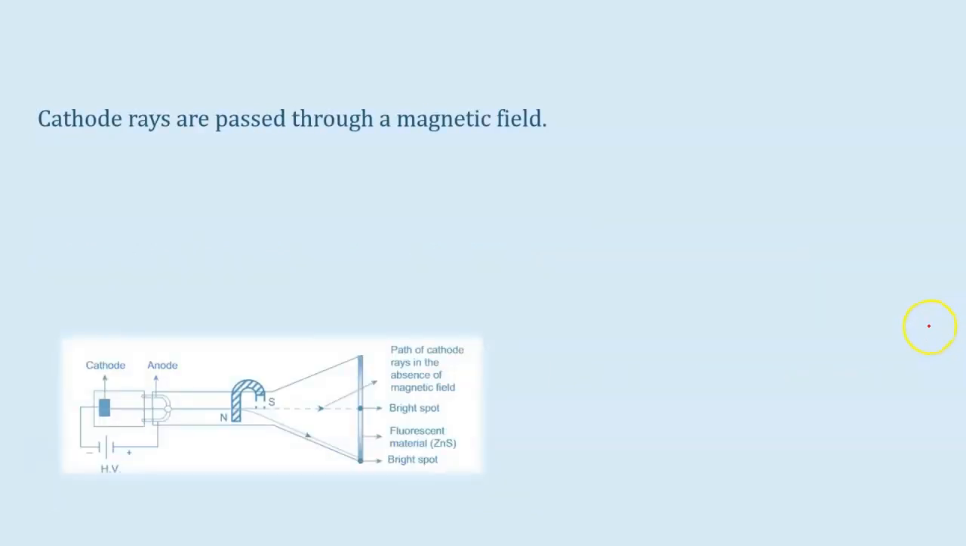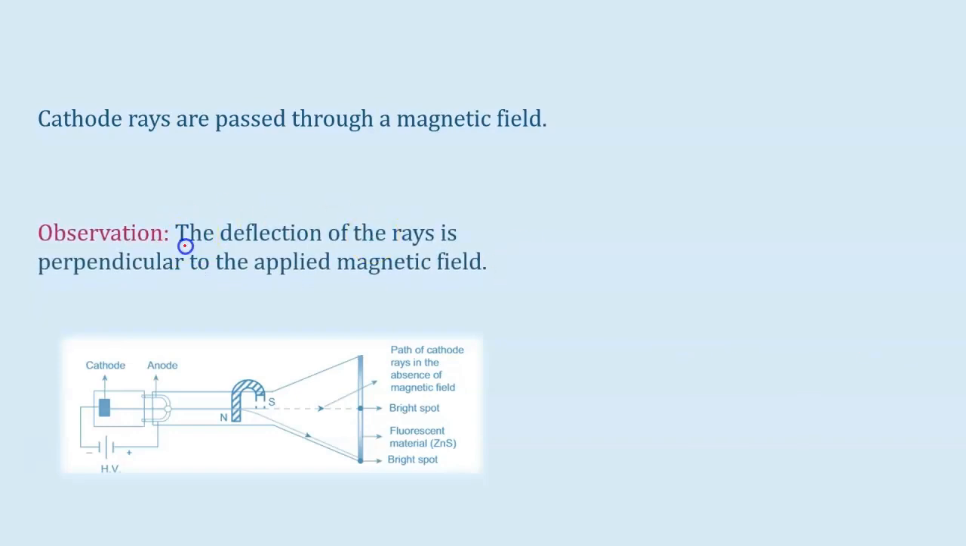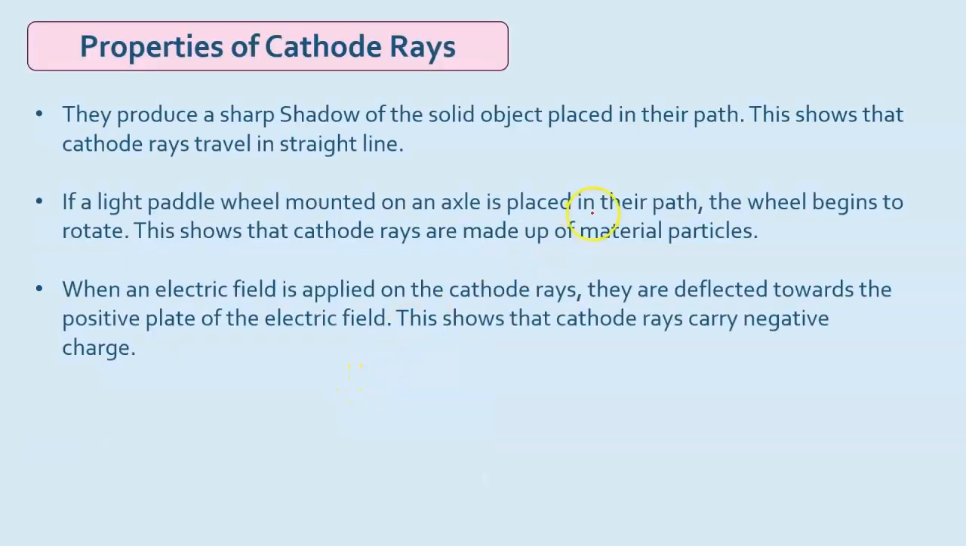The next one: cathode rays are passed through a magnetic field. I have placed a magnetic field, north and south, like this. The deflection of the rays is perpendicular to the applied magnetic field. That means the cathode rays constitute negatively charged particles. So these are the properties of the cathode rays.